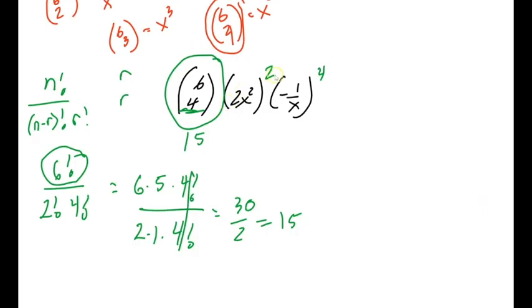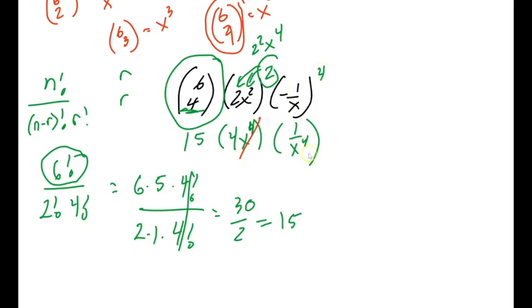So that's 15. Right here, distribute the power to both of them. 2 squared, x to the 4th. A lot of people only do the variable, but the number gets the 4th power too: 2 to the 4th, so 16x to the 4th. Then here, negative 1 over x to the 4th power. All that does is make it a positive because it's an even power: 1 over x to the 4th. And simplify this a little bit. These cancel, and all you get is 15 times 4, which is 60. And that's it. We are done with algebra.